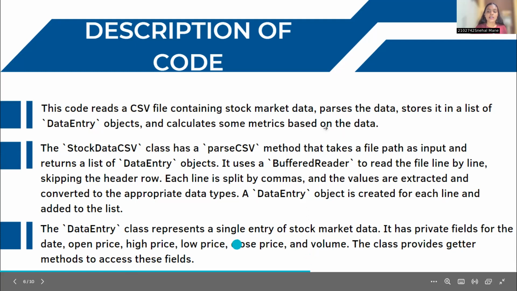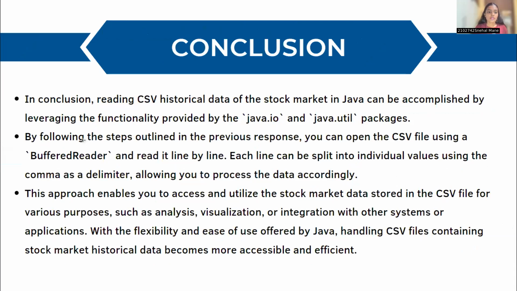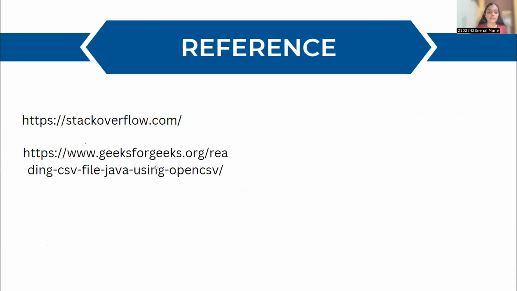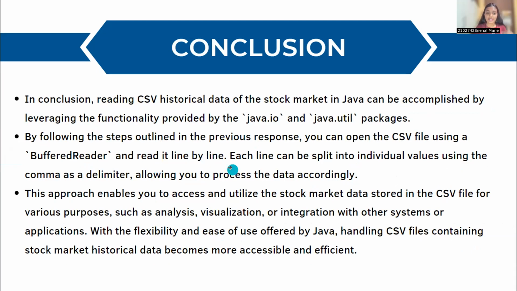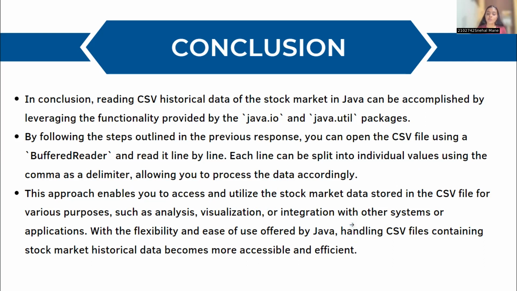Packages are allowing us to read the CSV file. So here I have also used a BufferedReader and read it line by line. Each line can be split into the individual values using the comma as a delimiter, which allows you to process the data accordingly. This approach accesses and utilizes stock data, which helps us to analyze, to visualize, and to integrate with our system or application. By using this, the stock market historical data becomes more accessible and more efficient.